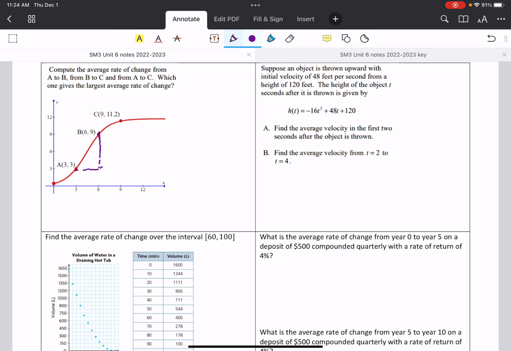What is the average rate of change from A to B? What would we do to find that? It's not 3, right? Because the rise, guys, the rise from 3 to 9 was 6. The run, 3 to 6, was 3. So we got 2 by saying your rise over your run equals 2.